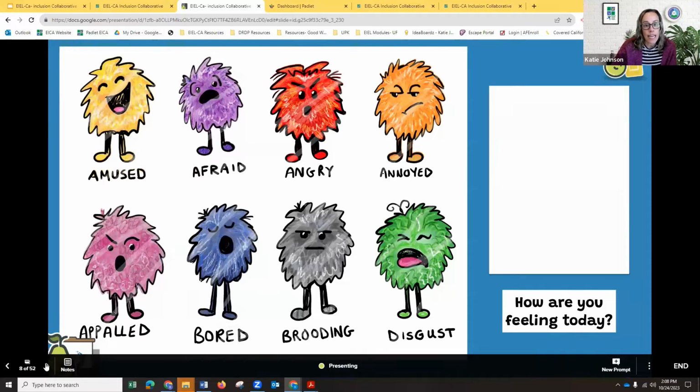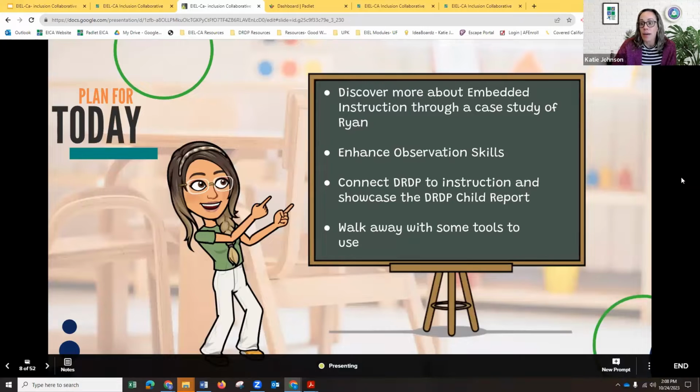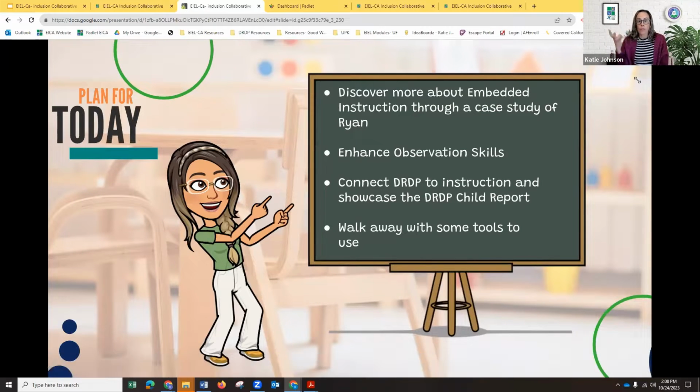And we are going to dive into embedded instruction. And we're going to look at a few of these pieces, right? We want to collectively today discover a little bit more about embedded instruction through our case study of Ryan. We want to enhance and sort of look at observation skills, connect the DRDP to instruction, and just talk a little bit about the DRDP child report. And I want you all to be able to walk away with some tools that you can use in your classroom or with your teachers. Okay.